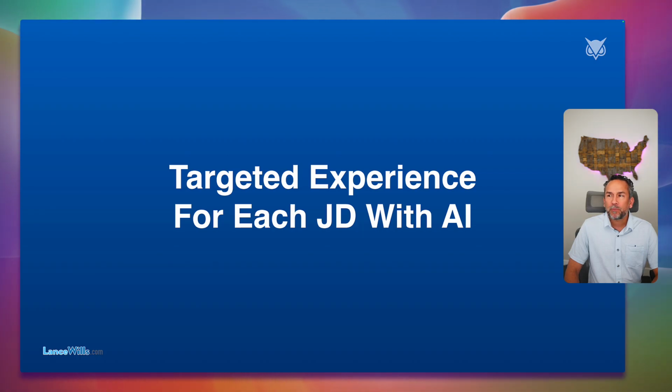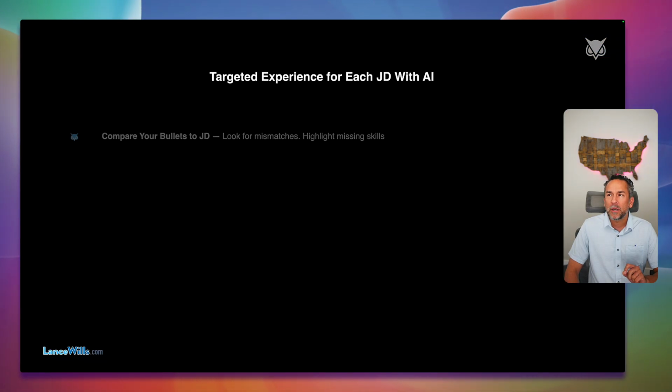Now, you can target your experience for each job description with AI. I just want to touch upon this briefly. You really should have your gold standard resume that basically covers 95% of all jobs and all job descriptions. And then you can look at a specific job description, compare your bullets to the job description, look for mismatches or highlight missing skills.